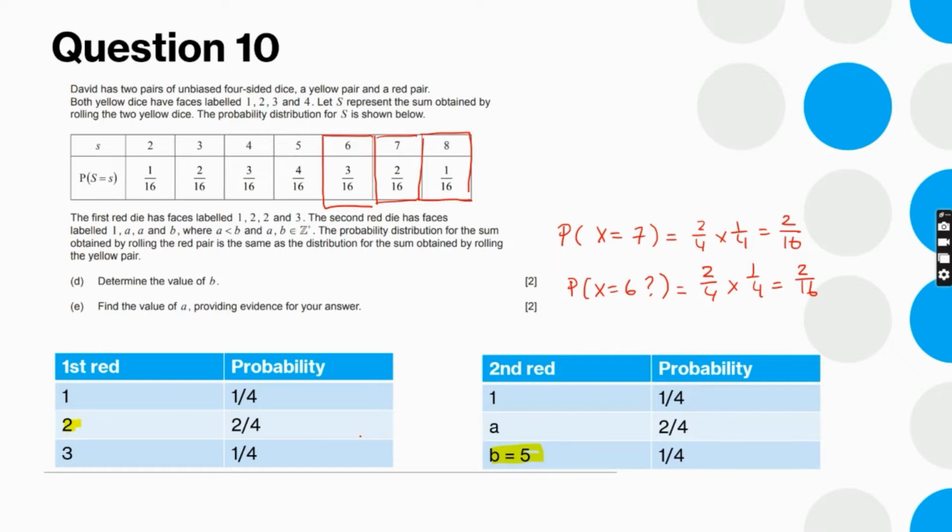Okay, so there could be an additional way, right? Because to get a 6, you could also have the first red to be a 1 and the second to be a 5. So that's another possible way. It's also 1/4 times 1/4. If you add them up, 1/16 and 2/16, yes, added together, you do get 3 over 16. So my guess is your A is likely to be equal to 3.